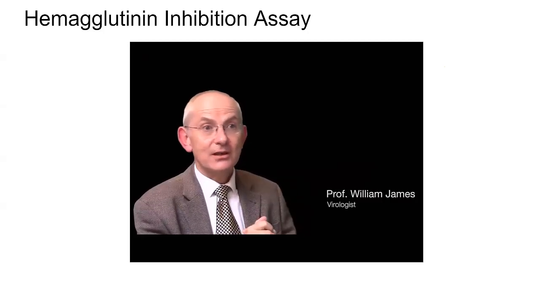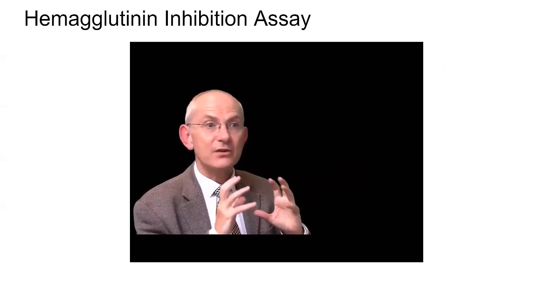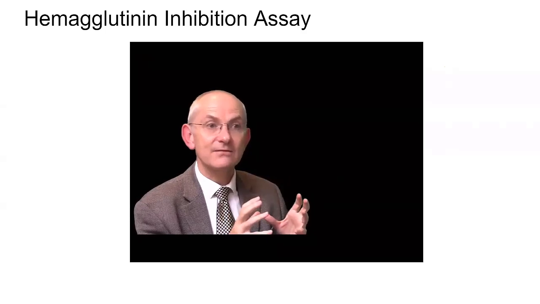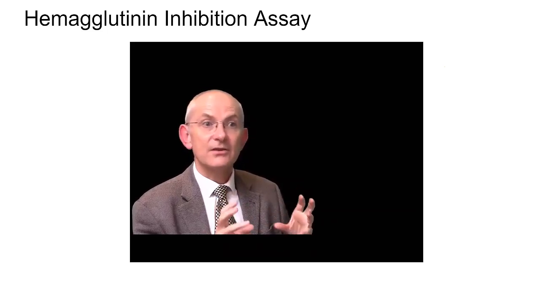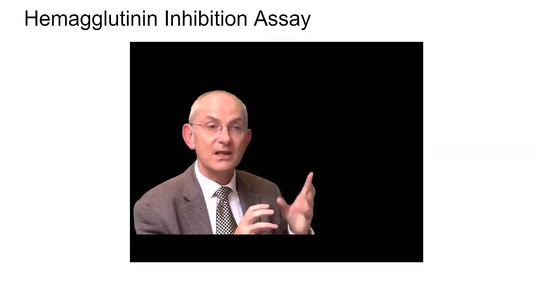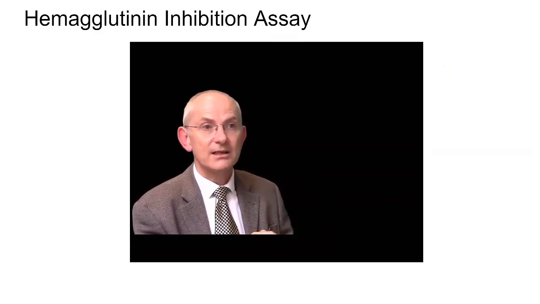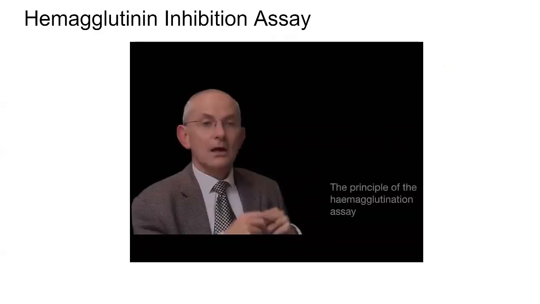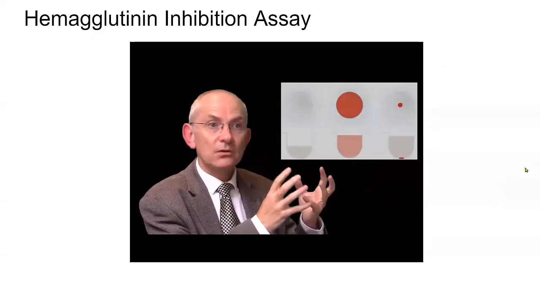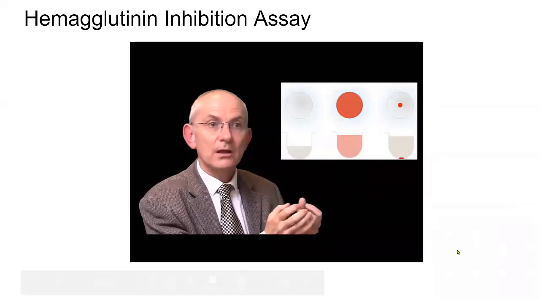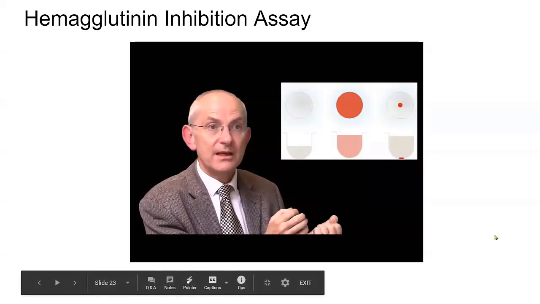Hemagglutination inhibition is a very convenient way of measuring the amount of specific antibody against a virus in serum samples, and it can be done quickly and easily in the laboratory. It relies on the fact that certain viruses are able to clump red blood cells, as we saw in the hemagglutination assay. As you'll remember from that assay, red cells on their own will fall to the bottom of a tube or a well and produce a button that you can see with the naked eye.